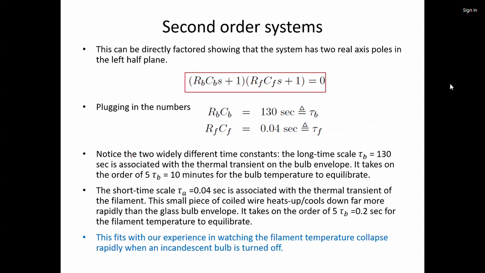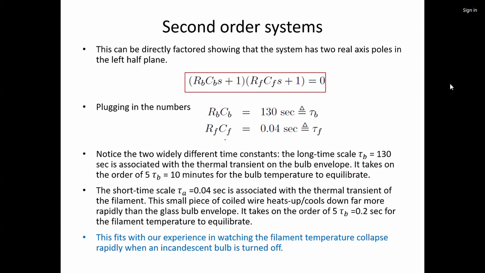So notice the two widely different time constants. The long time scale, tau B, 130 seconds, is associated with the thermal transient of the bulb envelope, the bulb surface. It takes about 5 times the time constant, so 5 times tau B comes out to be 10 minutes, for the bulb temperature to equilibrate with the ambient temperature.